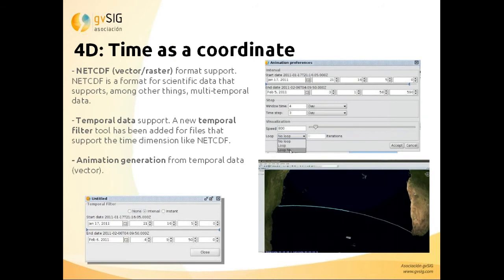Another interesting functionality now is time as a coordinate, the 4D. This is known as NetCDF for vector and raster data, and it's a format for scientific data that supports multi-temporal data. So now we have a new temporal filter tool in gvSIG, and we can also generate animations. At this moment, only for vector data.